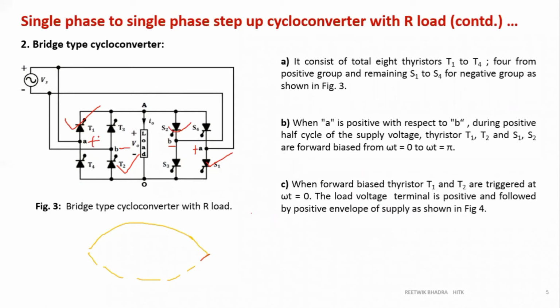So now what will we do? We know T1, T2 is on. So if T1, T2 is on, current will flow in this direction: positive, T1, then load, then T2, back to this negative. So it goes in this direction. So current direction and voltage polarity maintain positive voltage. So it should follow this line. T1, T2 on.